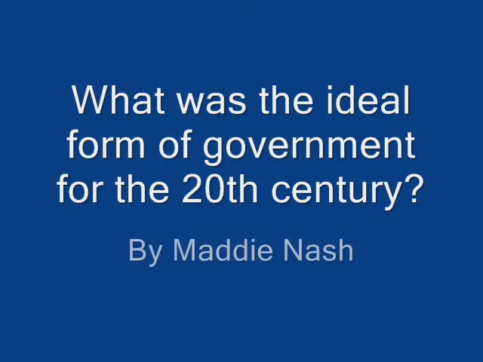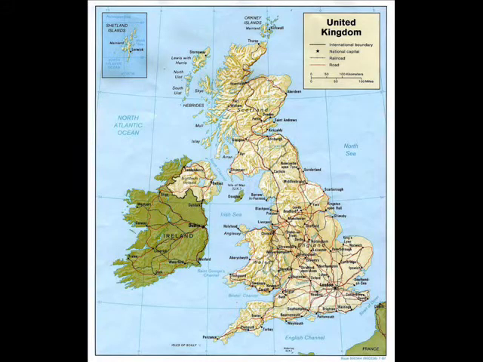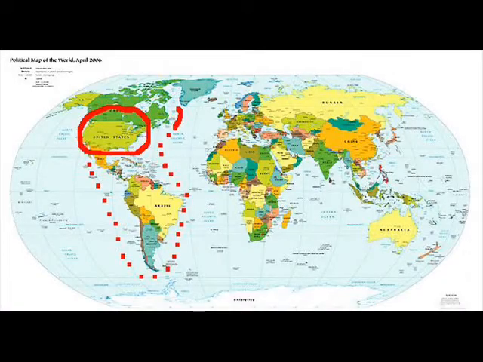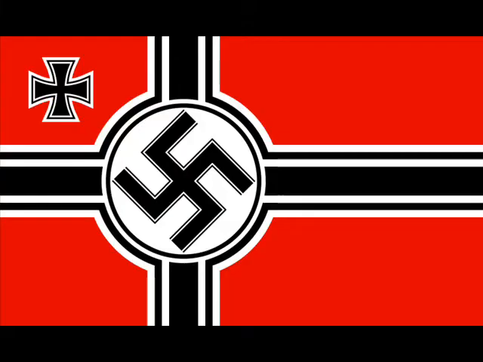What was the ideal form of government for the 20th century? Was the ideal form of government a multi-party state or a single-party state? Firstly, to explain this, we can look at Britain and America, the United States, as multi-party states, and compare them to Weimar Germany and Nazi Germany.